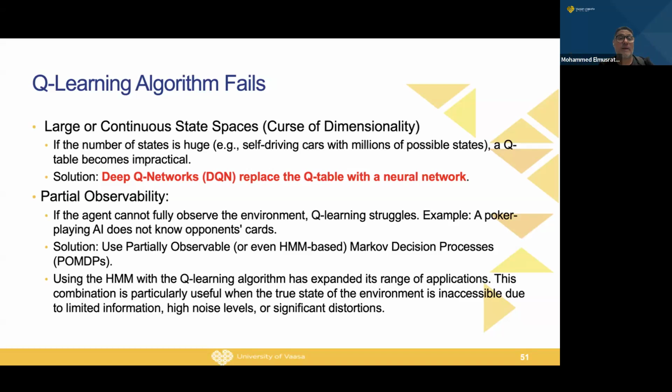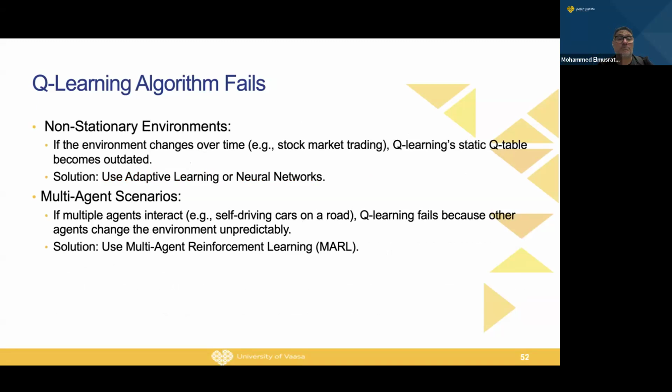Also, if we have partial observability, so you don't know in which state you are, you cannot apply Q-learning directly. You need to go to the hidden Markov process that we have seen before, or you can go to partially observable processes. And what else?